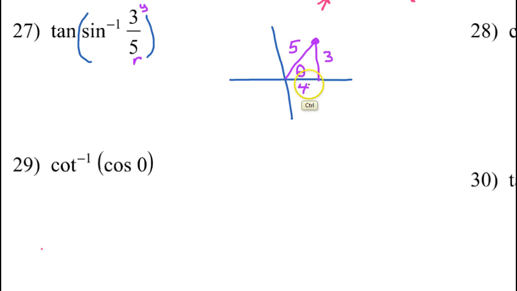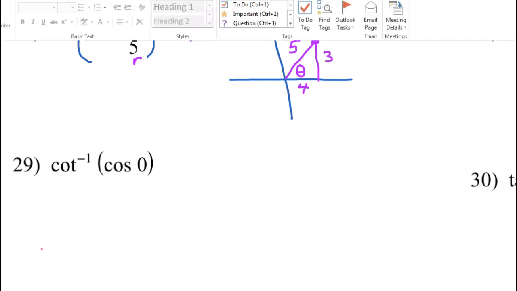Anyway, if I know that this is 4, and now I want to know the tangent of this angle. So the tangent is simply y over x. So that's going to be 3 over 4. So that's why the answer is going to be 3 over 4.